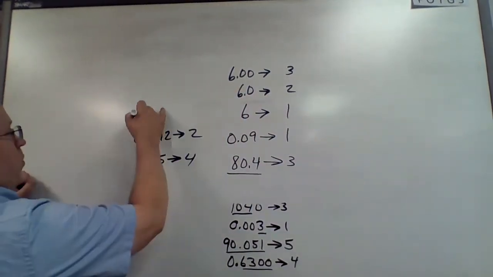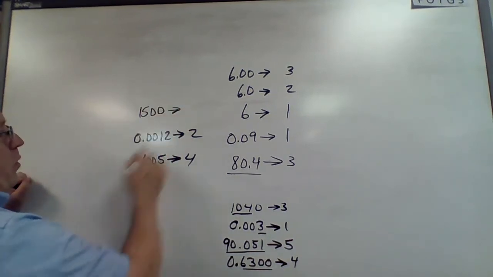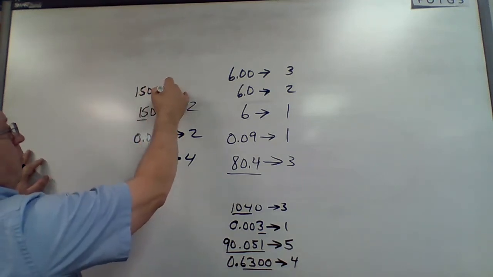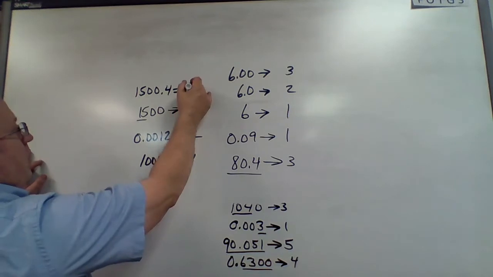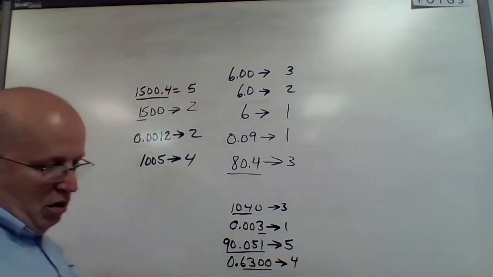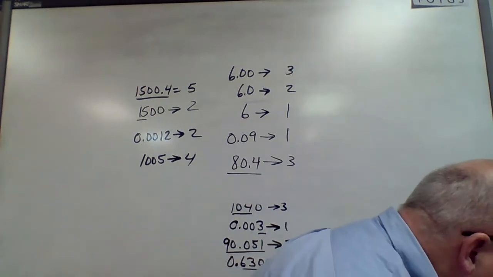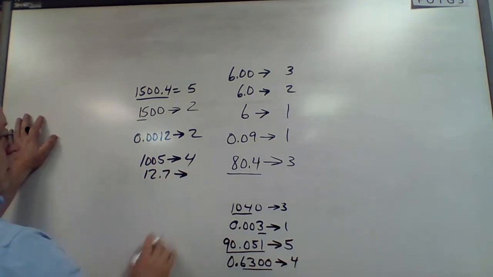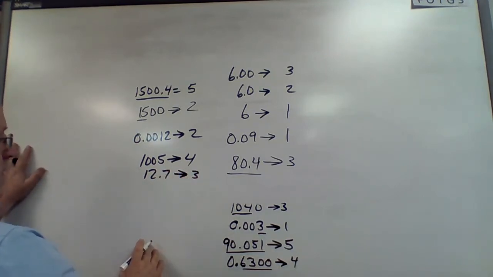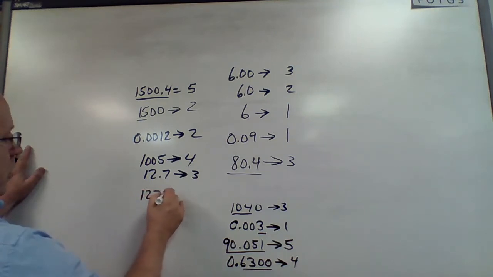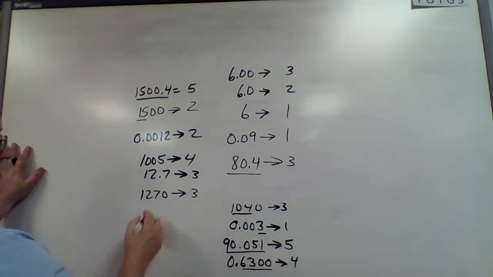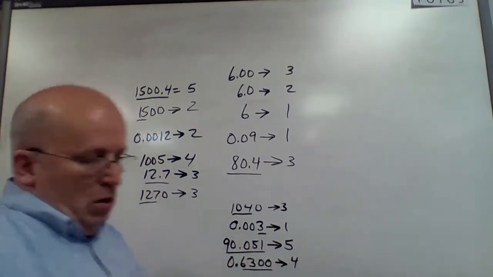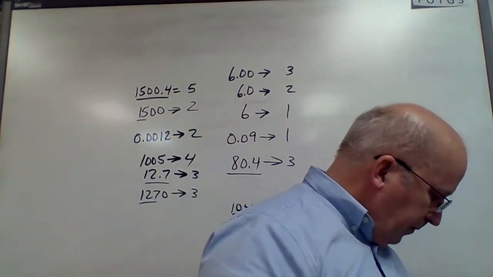How about if I wrote the number 1,500? That would only have 2 significant digits right there and there. But if I wrote 1,500.4, now that number has 5 significant digits. All of those numbers are considered to be significant. If I wrote the number 12.7, that would have 3 significant digits. If I wrote the number 1,270, that would also have 3 significant digits. The 0 is not considered to be significant. Hopefully that helps you with that middle section.